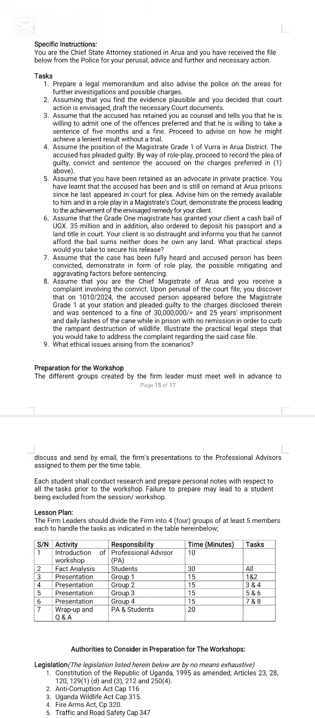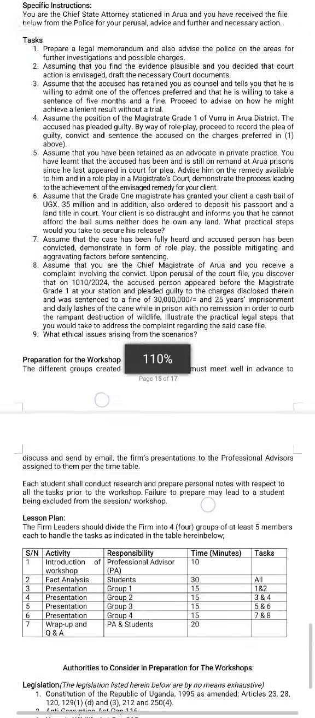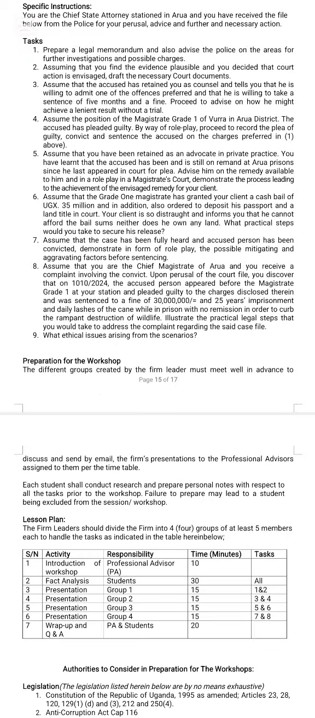Then the next question is, assuming that the grade 1 magistrate has granted your client a cash bail of Uganda shillings 35 million, and in addition also ordered him to deposit his passport and the land title in the court, your client is so disgruntled and informs you that he cannot afford the bail sums. So we have the case of Andrew Mwenda. Andrew Mwenda discusses where you have excessive bail terms. You write a letter to the chief magistrate to review those bail terms, and you'll be able to be given bail terms that you can afford.